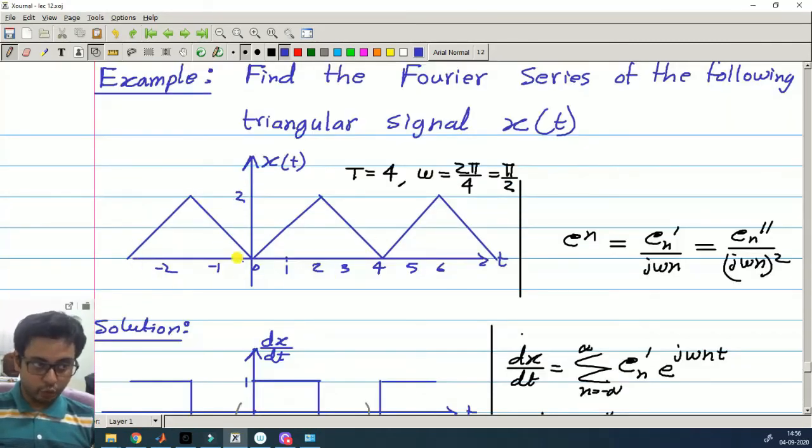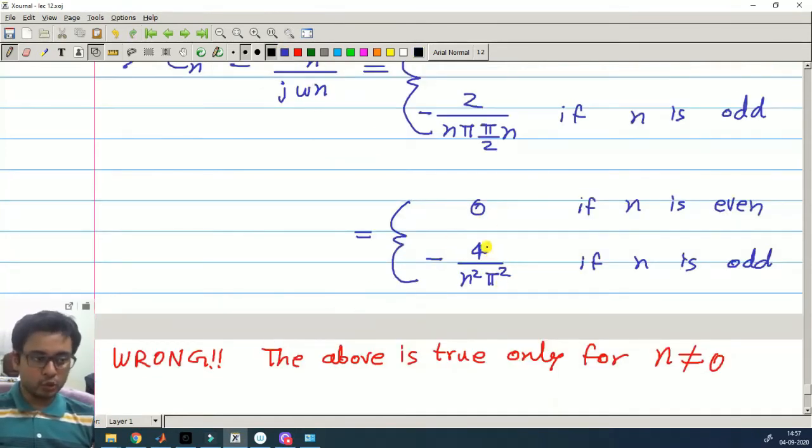That means the Fourier coefficients of this signal, but that is wrong. Almost correct, but not completely correct, because this rule Cn equal to Cn prime by j omega n is only applicable if n is not equal to 0. So if n is equal to 0, we have to calculate C0 separately, not using this rule.